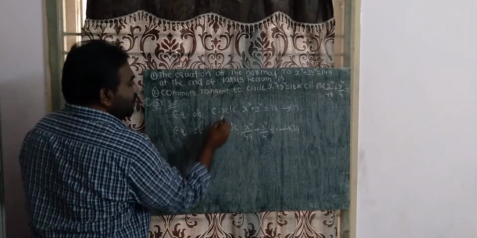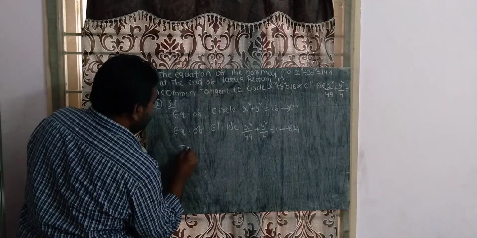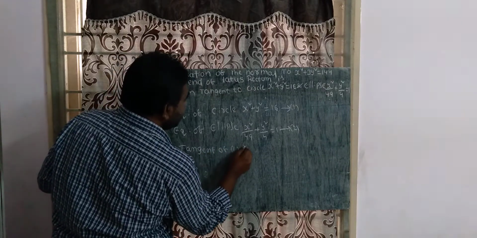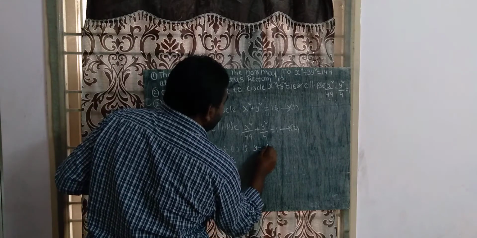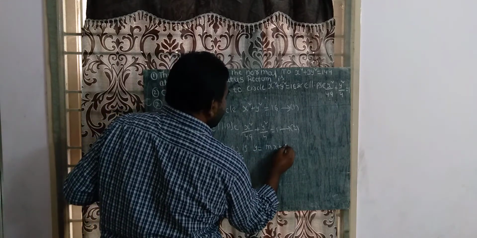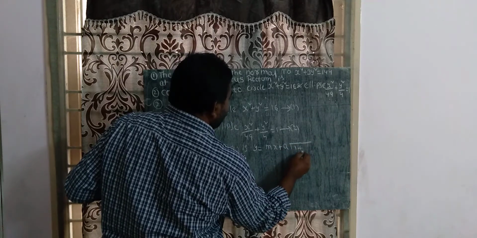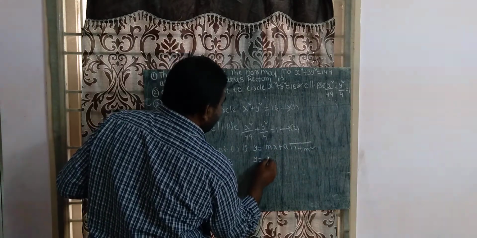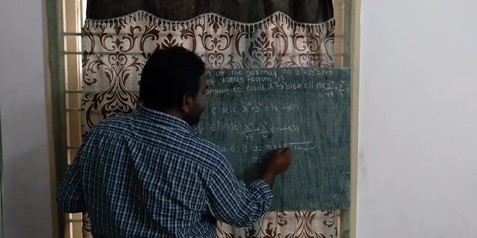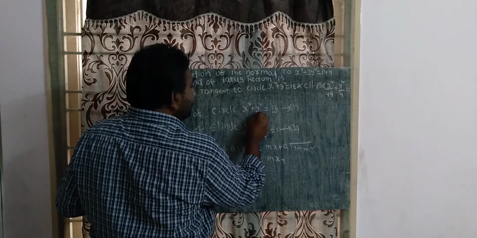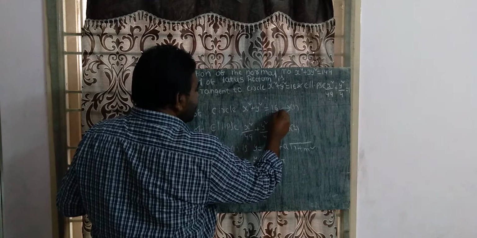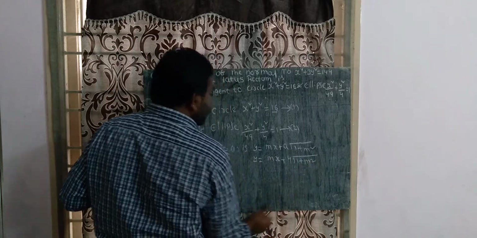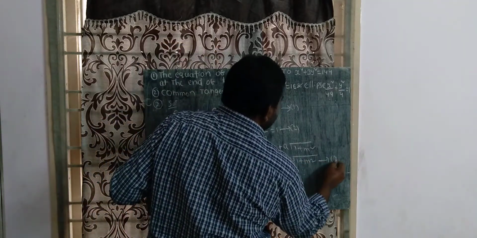So tangent of circle 1 is y is equal to mx plus a into square root of 1 plus m square. Here x square plus y square is equal to a square, and a is the radius. A square is equal to 16, so a is 4, and the tangent is y equal to mx plus 4 square root of 1 plus m square. Take this as equation number 3.